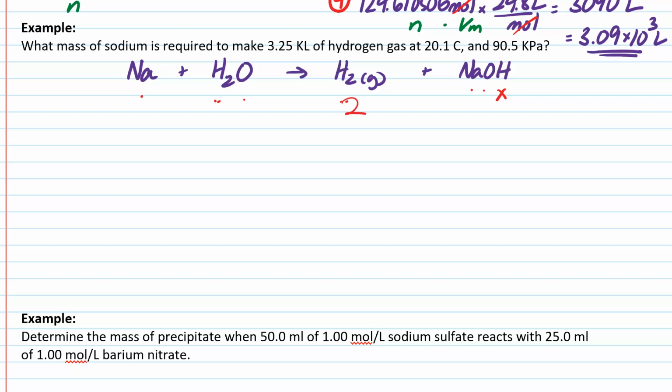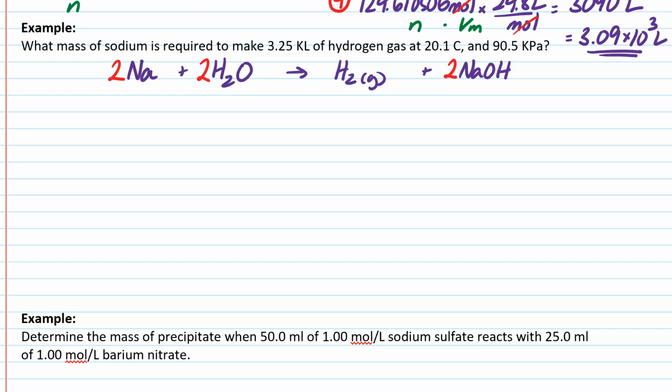2 from here, 1 from here. So 3 hydrogens on one side, only 2 on the other. So what we'll have to do is put a 2 here. That would give me 2 sodiums, so I need to put a 2 next to that sodium. It gives me 2 oxygens as well, which means I should put a 2 over here.